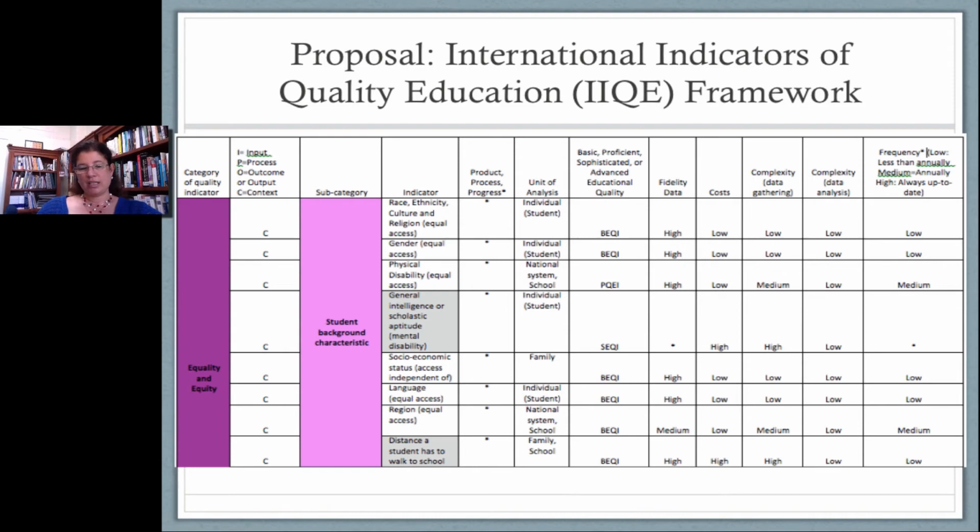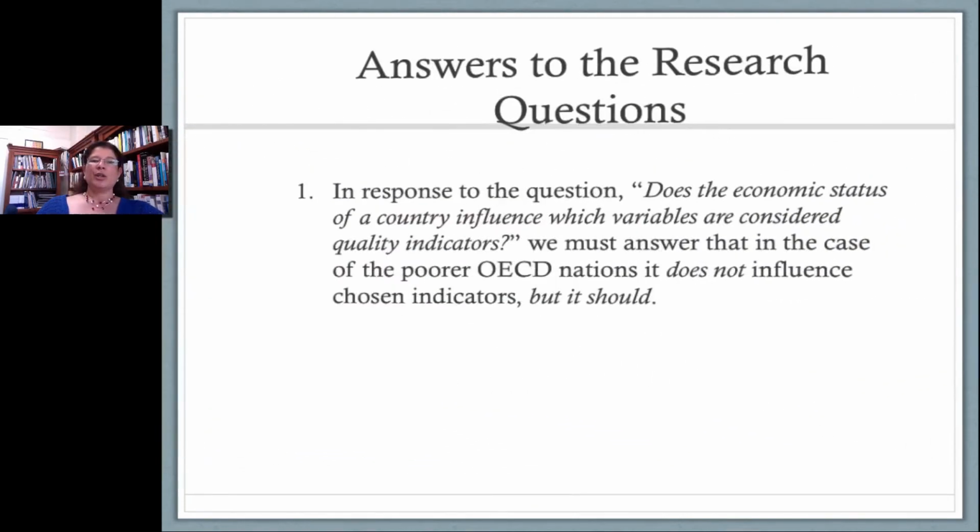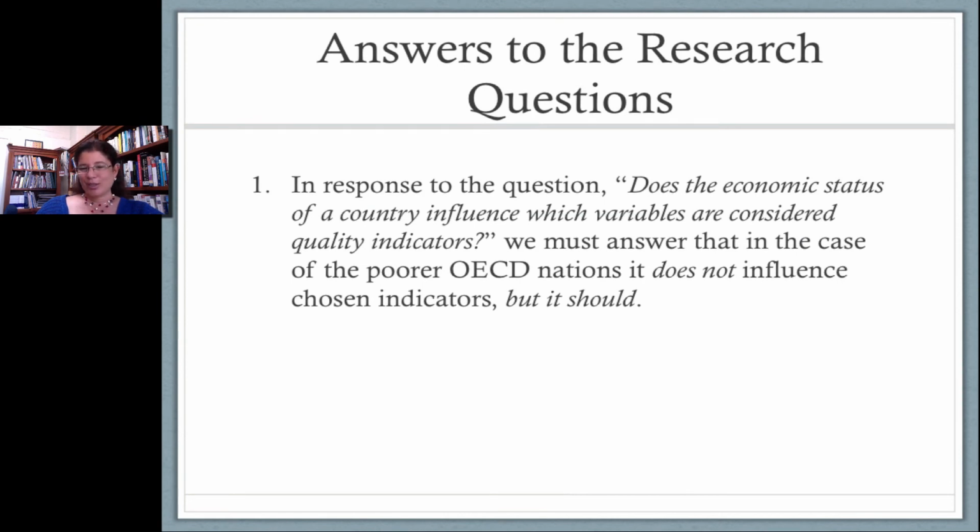So these are things that are definitely open for debate and for betterment in this particular tool. Basically, when we looked at the answers to the research questions, in response to the first question, does economic status of a country influence which variables are considered as quality indicators, we have to answer that it does not influence it. We found that the poorer countries, Chile, Mexico, Turkey, Iceland, it didn't influence. They were measuring the exact same things as the very, very rich countries were measuring.